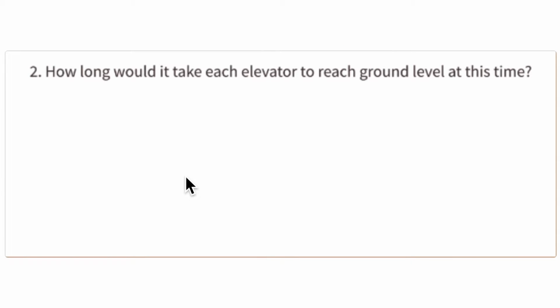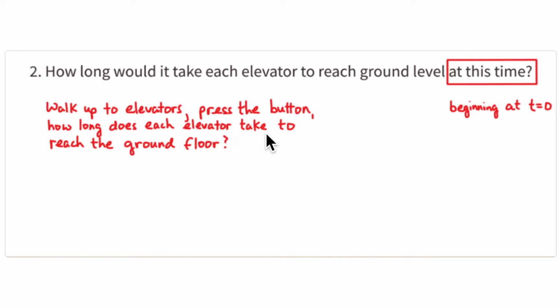Okay, so we just figured out the location of each elevator, elevator A and elevator B, at time 0, the moment that you walk up to those elevator doors. So where are they located? Elevator A is at a negative 20 meters, and elevator B is at a positive 15 meters above ground. Elevator A is below ground, negative 20 meters. So now you press that button, and how long is it going to take for each elevator to reach you at ground level? So this is really after this time. So you press the button, how long is it going to take for that elevator to get to you?